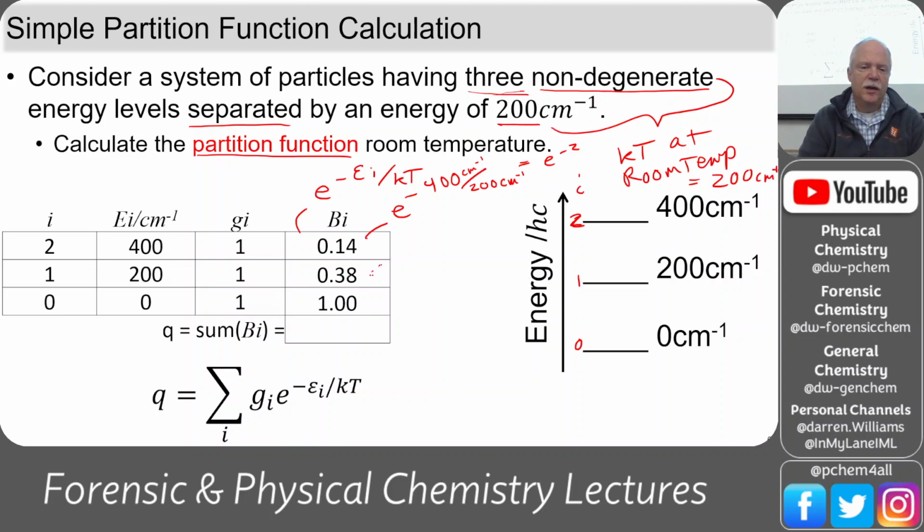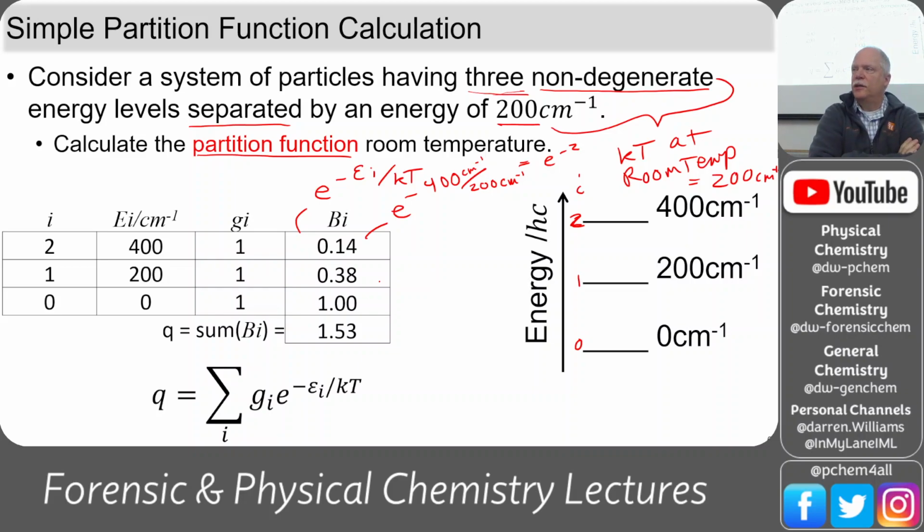And then this one was e to the minus 1, or 0.38, and the bottom was e to the minus 0. So then we sum all of those Boltzmann factors together, and we get 1.53. So that's our partition function.